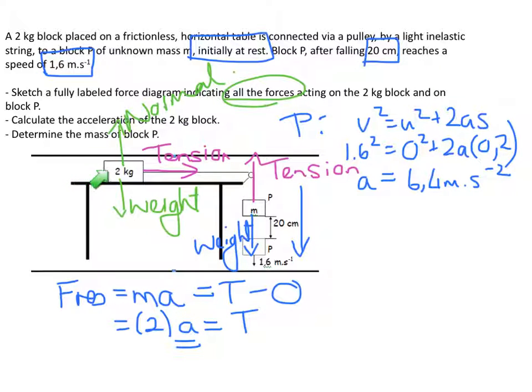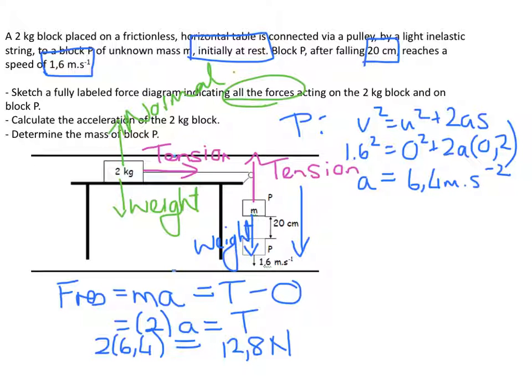I'm sure you all agree with me that block P and the 2 kilogram block must be moving as one unit. They are connected by a string. So if P is accelerating down at 6,4 meters per second squared, the 2 kilogram block must be accelerating across at exactly that acceleration. So let's substitute that in. 2 times 6,4, and I land up with a tension over here of 12,8 newtons. That tension, remember I've spoken to you before, that tensions must be equal to each other if they are in the same rope. So that tension must be equal to this tension over here.